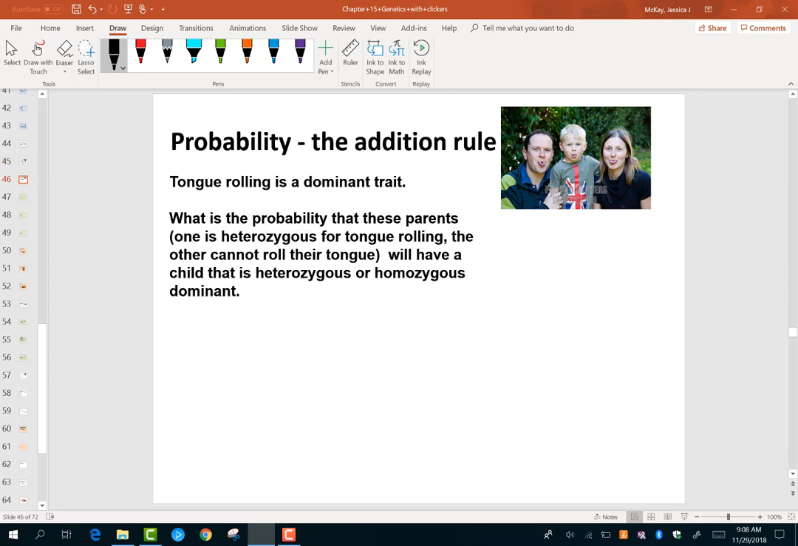Sometimes you do the addition rule, and this is where you have the keyword or. Okay? So tongue rolling is dominant, so we have big T as a roller, little t is not. Parents, same parents, heterozygous, one cannot. What's the probability that these parents will have a child that is heterozygous or homozygous dominant? So T, little t, or big T, big T.